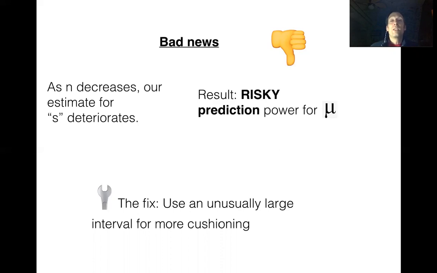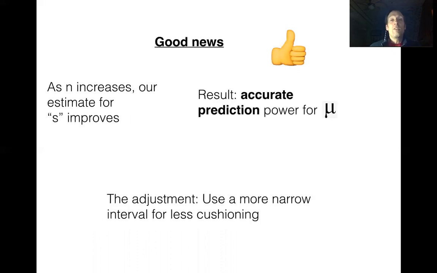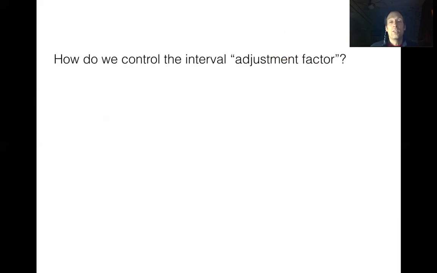The flip side of this is also true. If the sample size increases, that means the number we're using for S is more reliable because it's based on much better information. And we don't need this unusually large interval with all this extra cushioning anymore. We can make it much more narrow. How do you know how much cushioning to put in, how much to take out, when to put it in, and when to take it out? How do you adjust for all that?